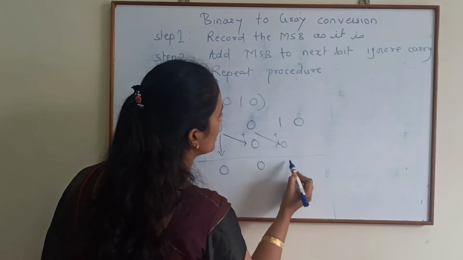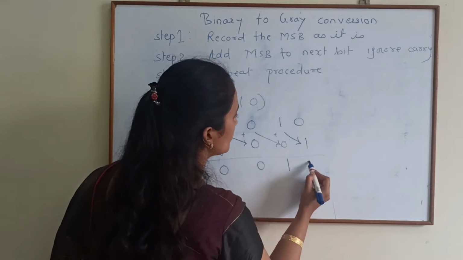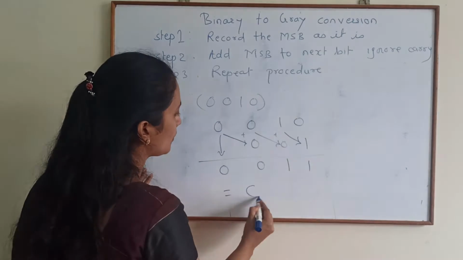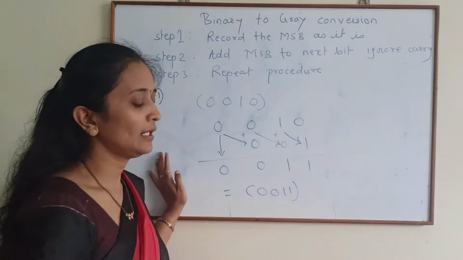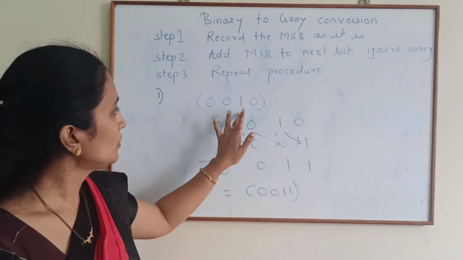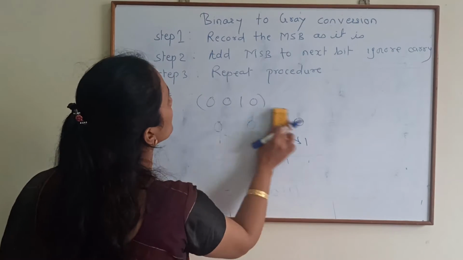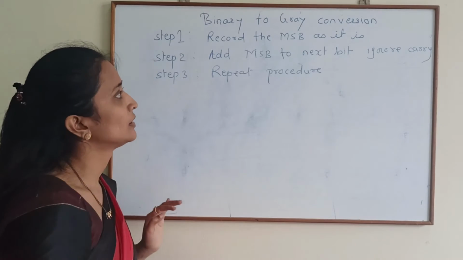Repeat the procedure. This 0 will come here. 0 plus 1 is 1. And this 1 will come here. 0 plus 1 is 1. What is the answer? 0, 0, 1, 1. This is gray equivalent of binary number 0, 0, 1, 0. I hope you understood how to convert binary number to its gray equivalent.